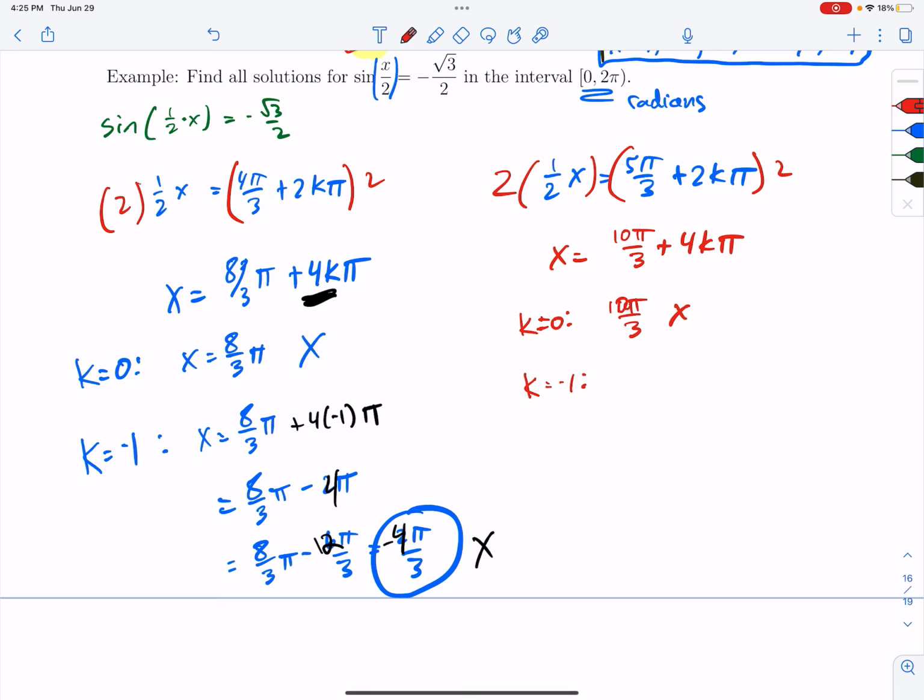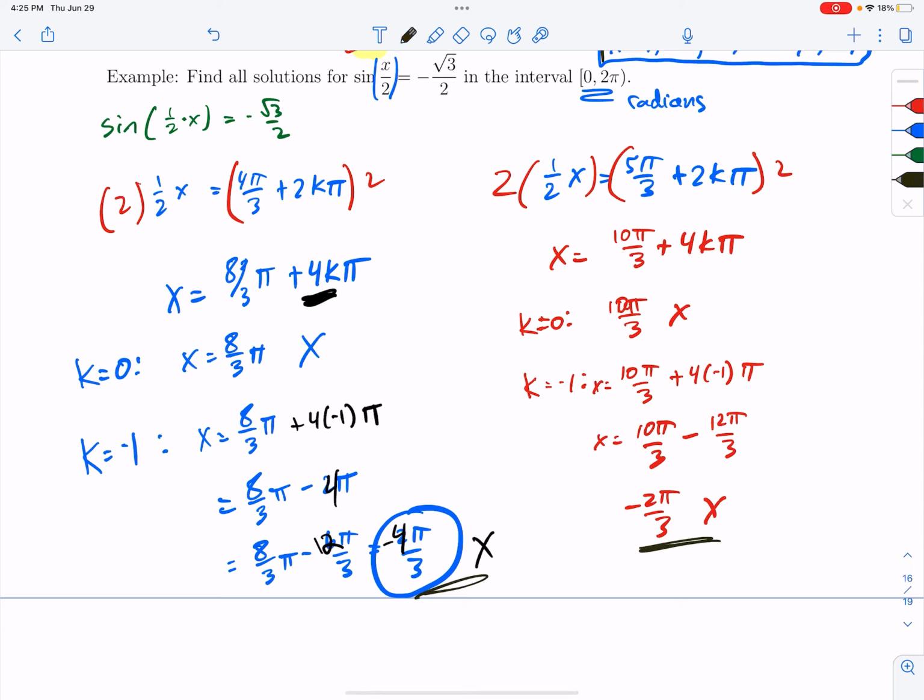But if k is negative 1, I'm going to get 10 pi over 3 plus 4 times negative 1 pi. That gives me 10 pi over 3 minus 4 pi. Well, 4 pi is 12 pi over 3, and that's negative 2 pi over 3, and that's also not a solution because it's not between 0 and 2 pi. So putting both of these together, that tells us that there is no solution here.